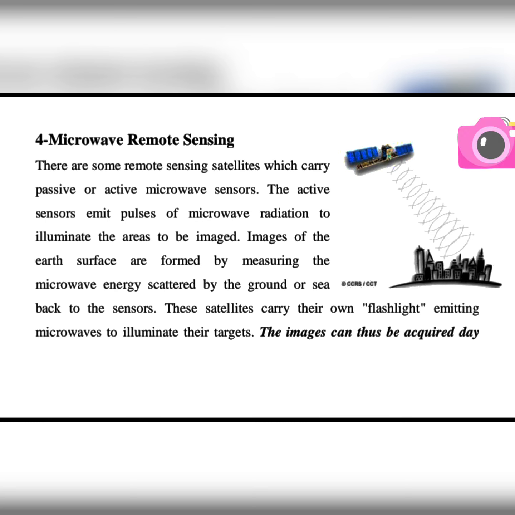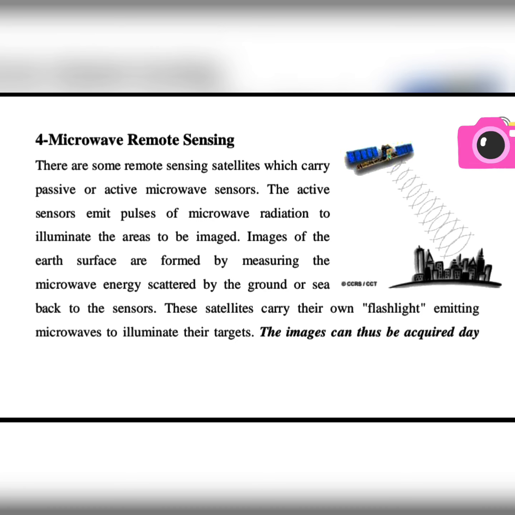Next one is microwave remote sensing. There are some remote sensing satellites which carry passive or active microwave sensors. The active sensors emit pulses of microwave radiation to illuminate the areas to be imaged. Images of the Earth's surface are formed by measuring the microwave energy scattered by the ground or sea back to the sensors. These satellites carry their own flashlight emitting microwaves to illuminate their targets.